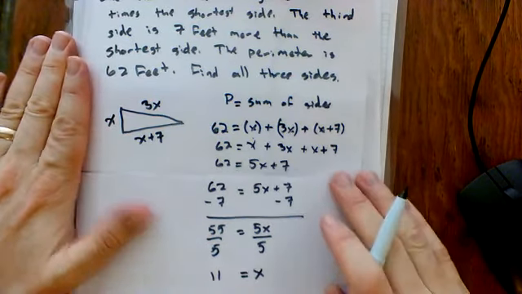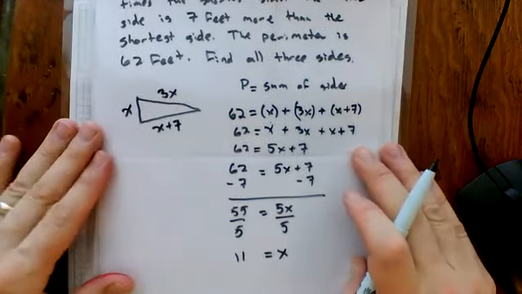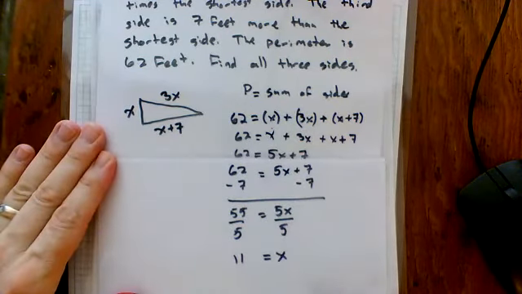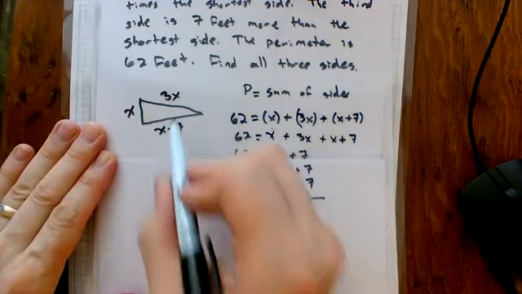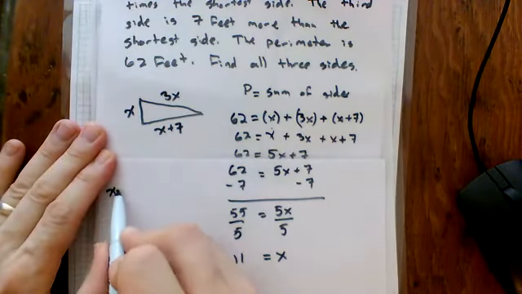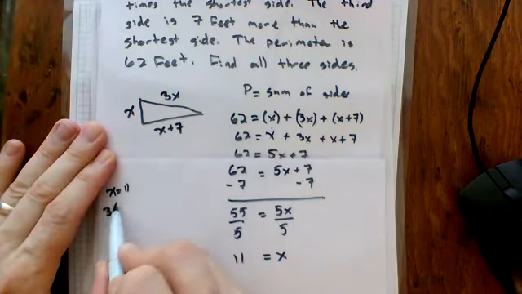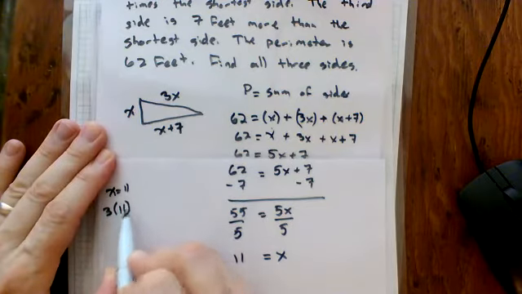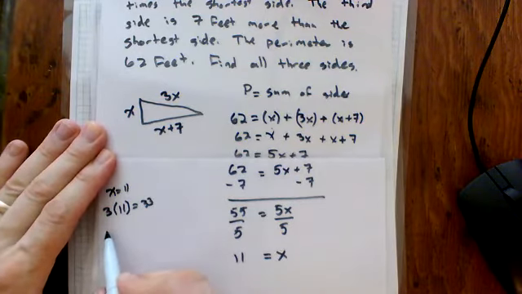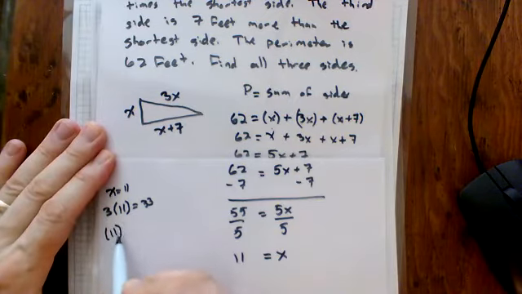Now we've found x, but we haven't answered the question. We're asked to find the lengths of the 3 sides. So this is one of the sides, 3x. If x is equal to 11, 3 times 11 is 33. And the other one is x plus 7, that's 11 plus 7, which is 18.